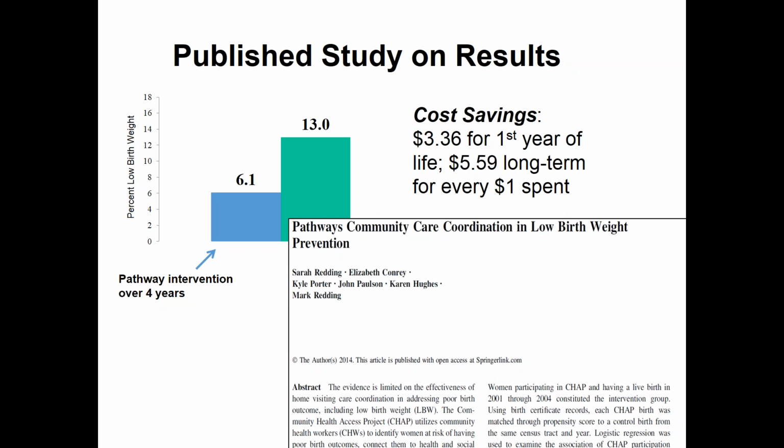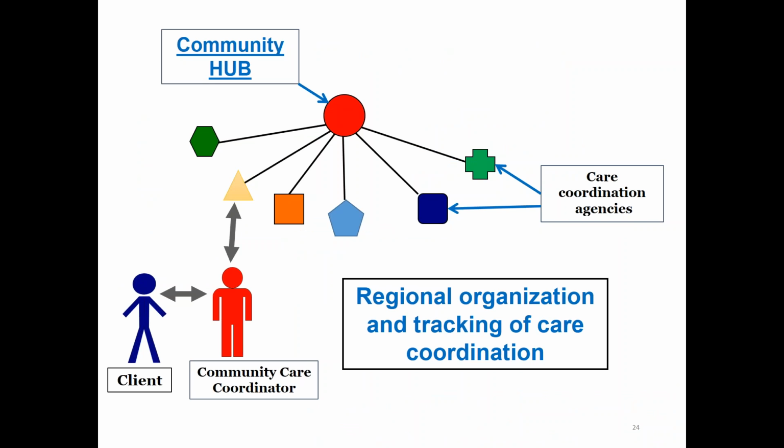When we started to see the impact of using pathways, the next step was to take it to a bigger scale. And so in our county in Ohio, we engaged all of the agencies that were working with high-risk pregnant women and put in place the standardized data collection and standardized pathways. Out of that evolved the hub, because now we needed a way to track what was going on within our entire network. The community hub is really that central point of organization and tracking of community-based care coordination.